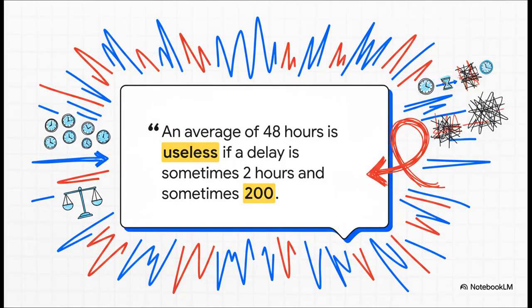And this is exactly why variance is so critical. I mean, think about it. An average of 48 hours is completely useless if the delay is sometimes 2 hours and sometimes 200 hours. A predictable 48-hour process is one you can plan around, but an unpredictable one that swings wildly between 2 and 200, that's just chaos. Variance is the number that tells you exactly how much chaos you're dealing with.